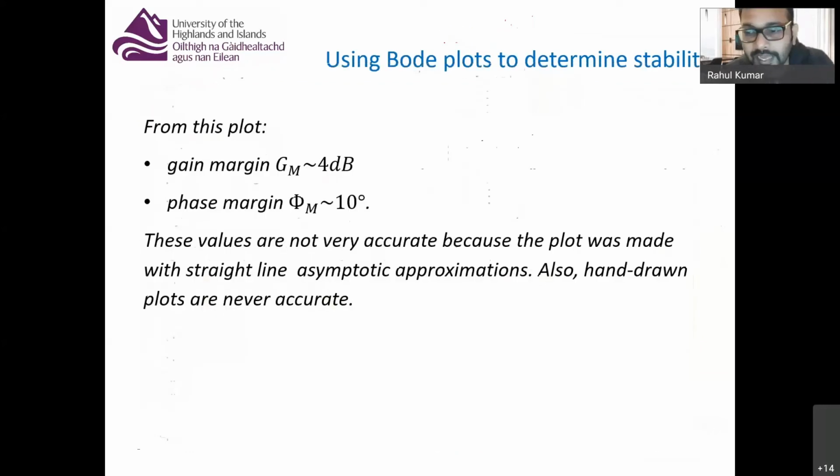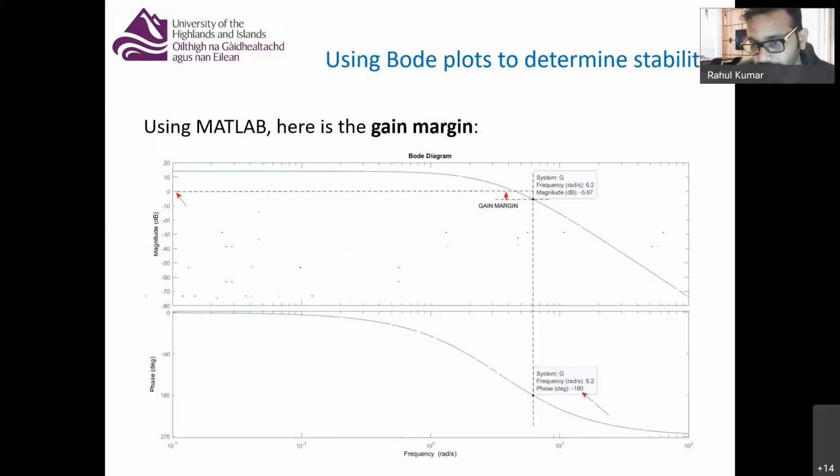So as per my hand drawn Bode plot, the gain margin comes out to be 4 dB and the phase margin is 10 degrees, right? But obviously because we have drawn it by hand, I assume that it will not be very accurate, right? But more or less it gives me the idea. So what I have done is I have plotted the Bode plots on MATLAB, and I have measured the gain margin and the phase margin.